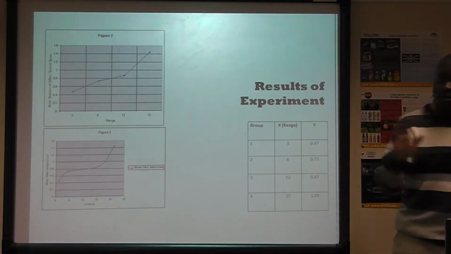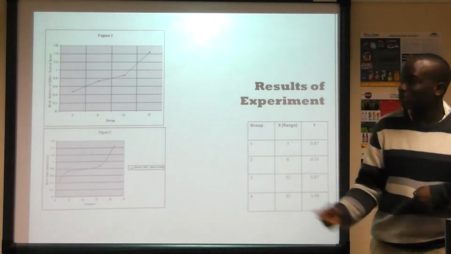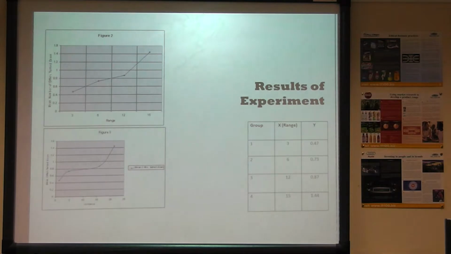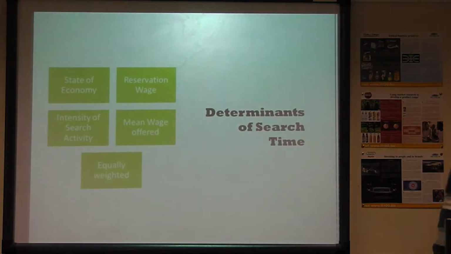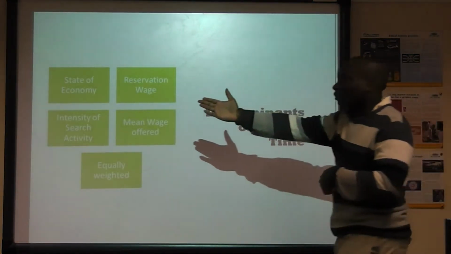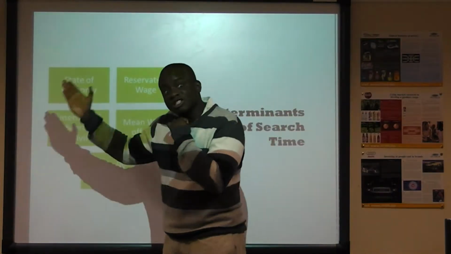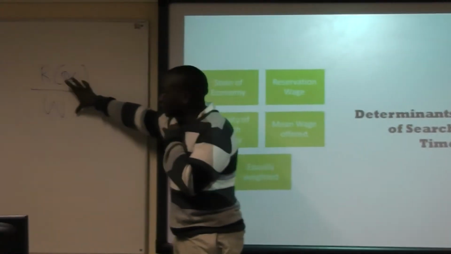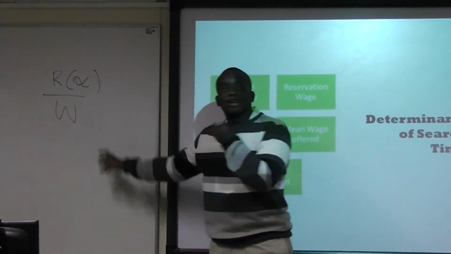So if there are any questions on the experiment before I move on, it's quite self-explanatory. Just something I needed to do before I went into the real problem here. No questions? Good. Okay. So I've presented the Walker function, and the only determinants of search time in the Walker function are reservation wage, the ratio of R and W, and dispersion.